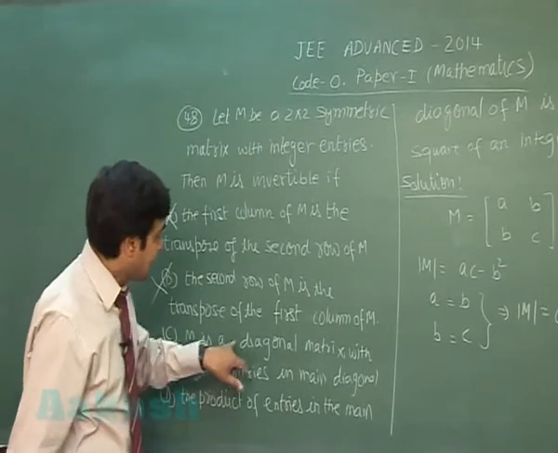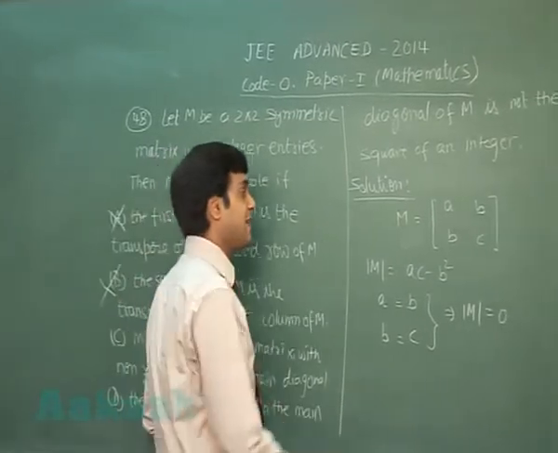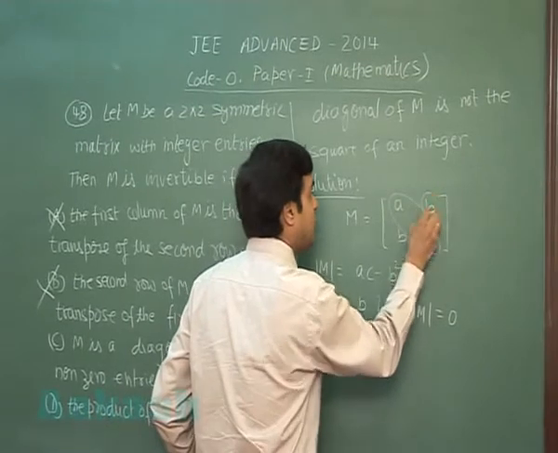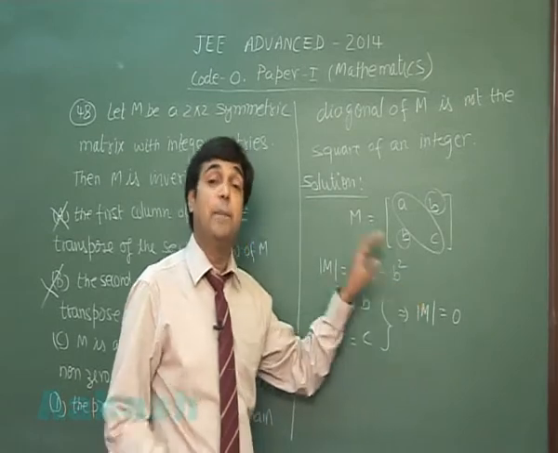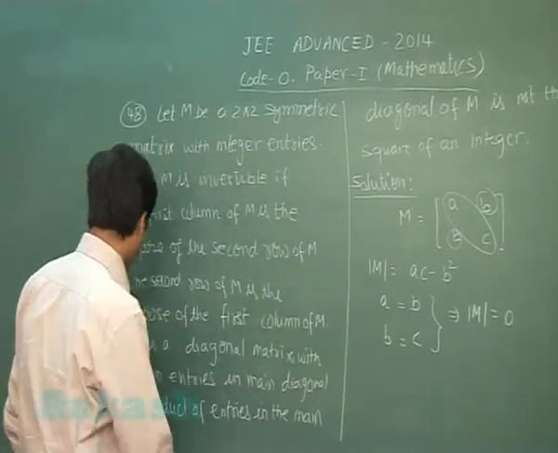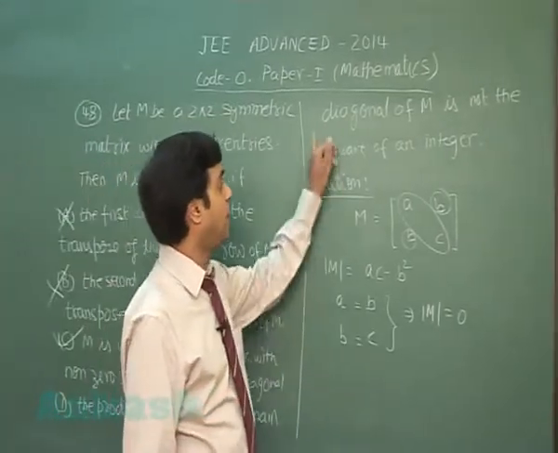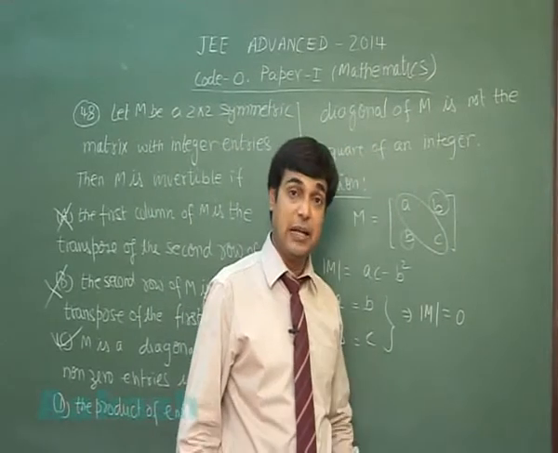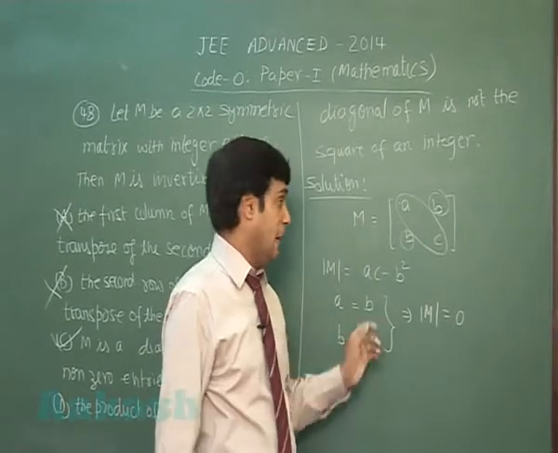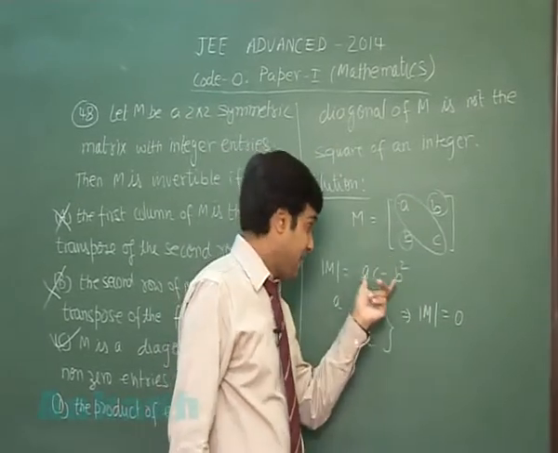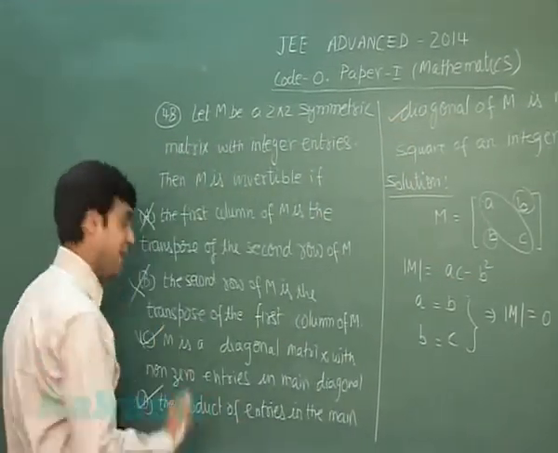Third, M is a diagonal matrix with non-zero entries in the main diagonal. Non-zero entries in the main diagonal means the off-diagonal entries are necessarily 0. So the determinant of M will be non-zero, which means it is invertible. So option C is correct. Fourth, the product of entries in the main diagonal of M is not the square of an integer. A, B, C all are integers. Since the product AC is not the square of an integer, it cannot be B square, which means this term cannot be 0. So option D is also correct. Hence C and D both are correct.